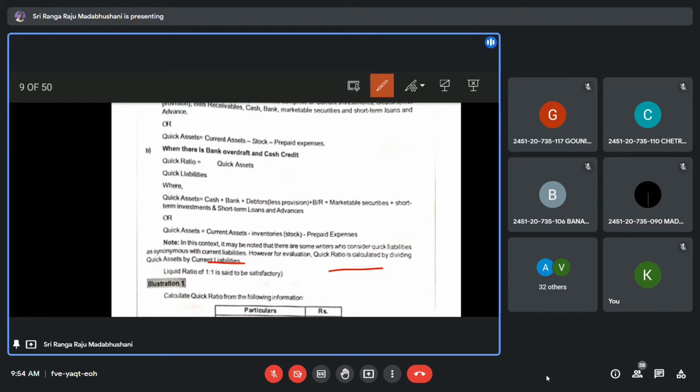Then the ideal ratio is 1:1, whereas in case of current ratio, the ideal ratio is 2:1, and in case of quick ratio, the ideal ratio is 1:1. So the thing is, from current assets we will just remove stock and prepaid expenses, if any.